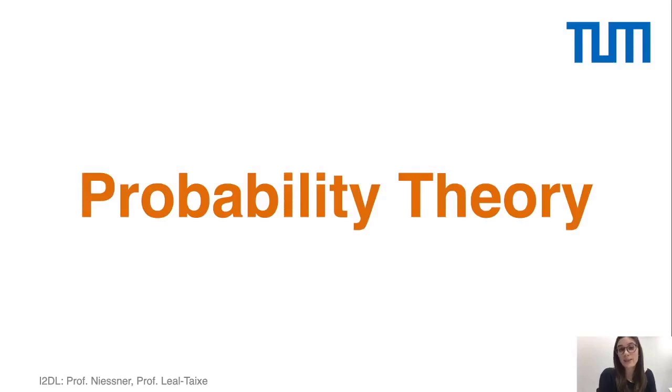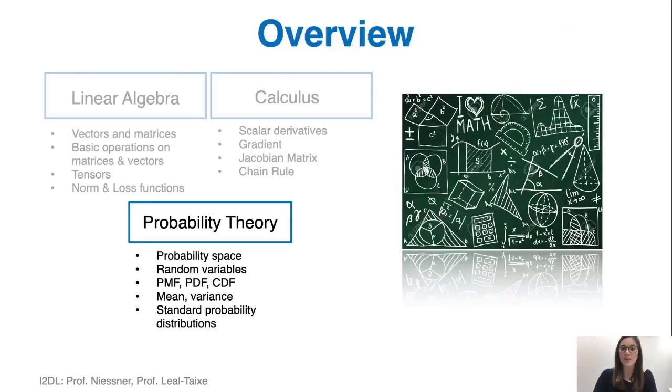Okay, probability theory is now forming the last and third part of our tutorial session. And I want to talk about the main concepts of probability theory, beginning with the definition of probability spaces, random variables, and also the probability distribution functions. And finally, we want to introduce or review the concept of mean and variance, and we also want to have a look at the most important probability distributions, like the normal distribution or uniform distribution.